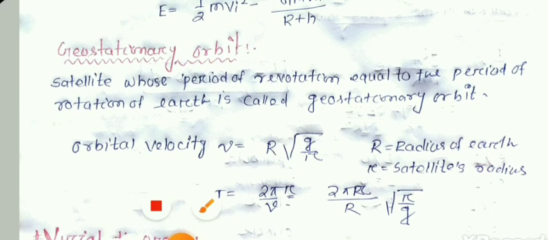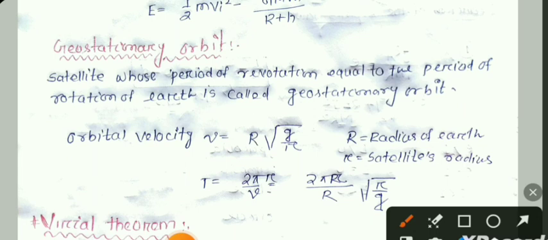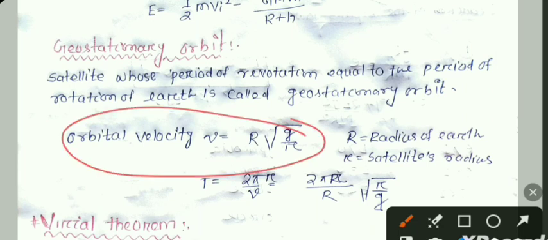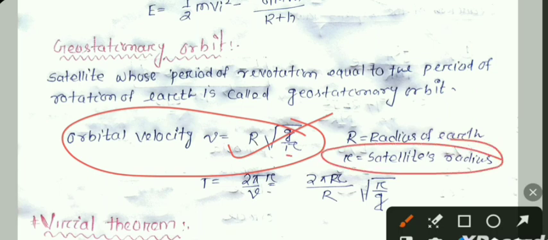What is a geostationary orbit? If the time period of revolution of the satellite is equal to the period of rotation of the earth, it is called a geostationary orbit. That means its revolution and the rotation of the earth will be the same, and we call it a geostationary satellite. The orbital velocity is the square root of capital G M divided by r, where r is the satellite orbit radius from the earth's center. And T is the time period, that is 2 pi r divided by v, that is 2 pi small r divided by capital R into square root of r by g.